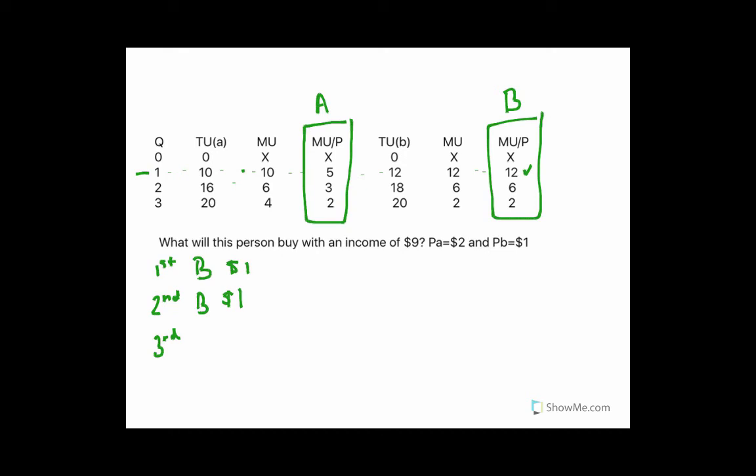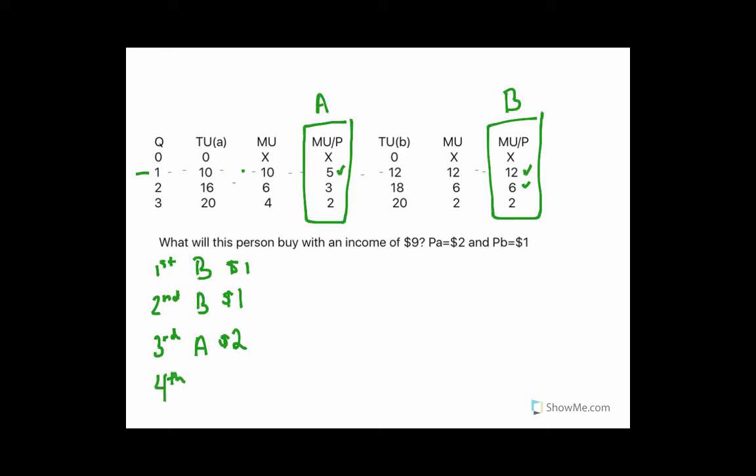For the third, we're comparing 2 and 5. 5 is larger than 2, so they're going to buy a unit of A for the price of $2. So now they only have $4 left of their income to spend. Actually, no, $5. So let's move on to the fourth.